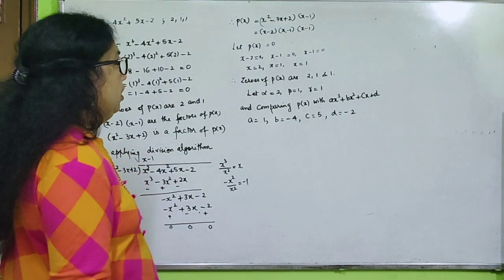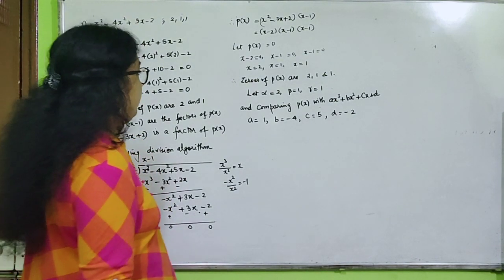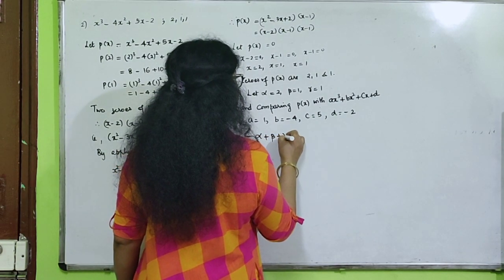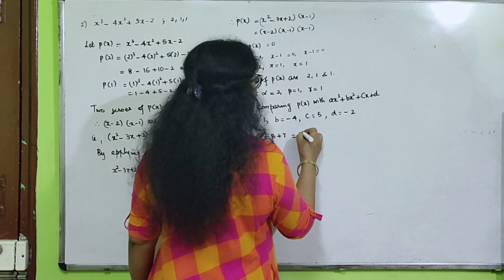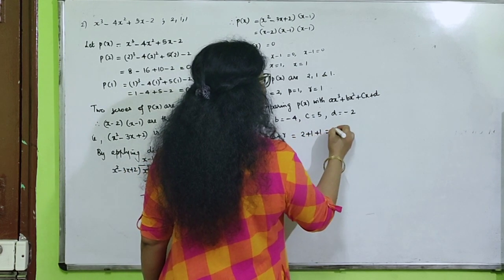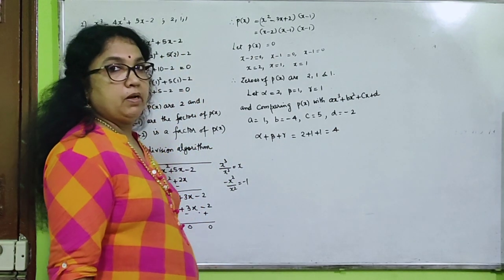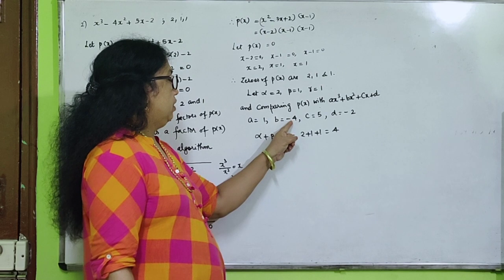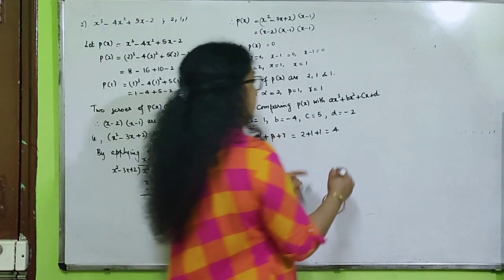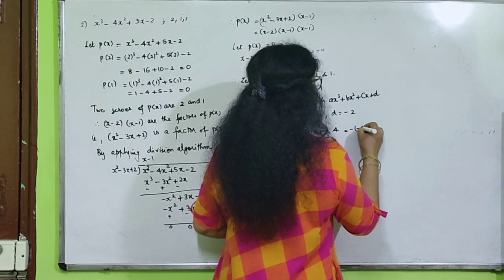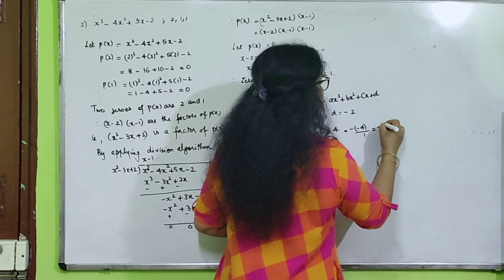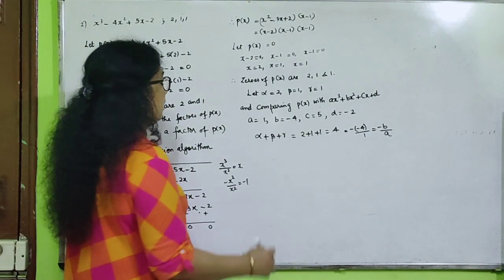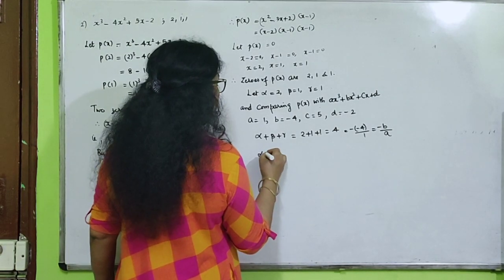Now we have to do verification of zeros and their coefficients. So for that, first one, alpha plus beta plus gamma. What is alpha? 2 plus 1 plus 1. That is what? 4. What is the formula we need to prove? Coefficient minus b by a. Minus of minus 4 upon 1. So 4 you can write like this, minus of minus 4 upon 1. That is minus b by a. So first one we proved. Verification done.